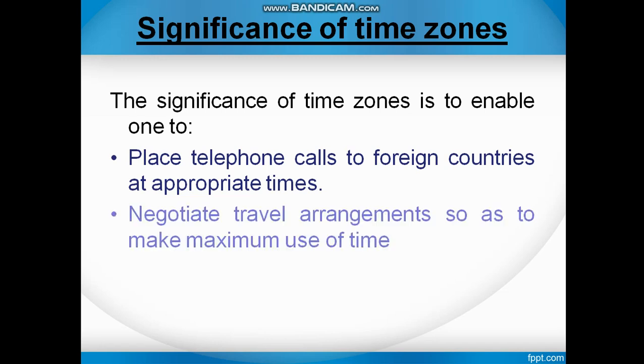Negotiate travel arrangements so as to make maximum use of time. Having good knowledge of time zones will make sure that you don't waste any time when you're making travel arrangements, because you might be in one time zone and make arrangements for everything in your own time zone. When you are making travel arrangements, you have to take into consideration the other country that you're planning to travel to and their time, because you might end up miscalculating and misusing your time.